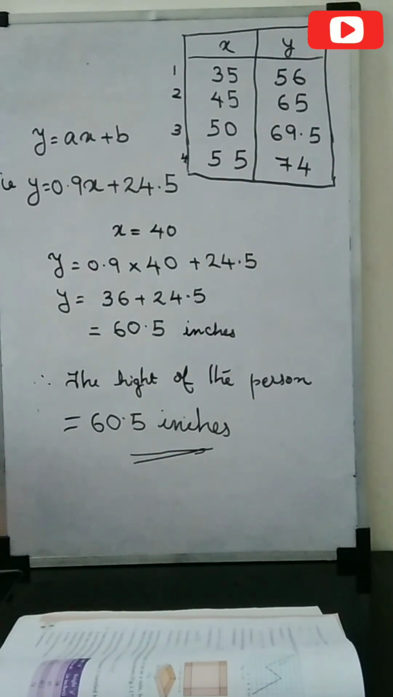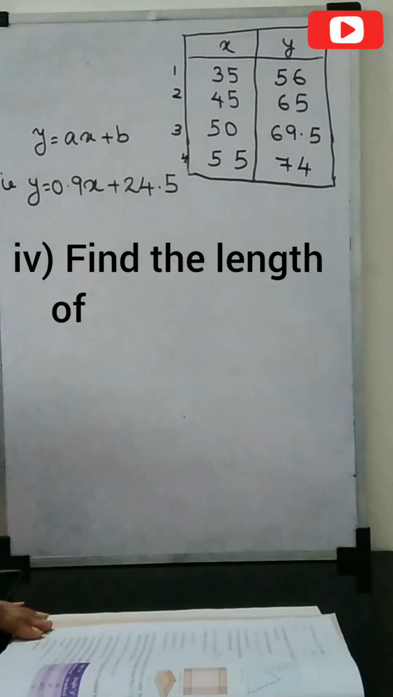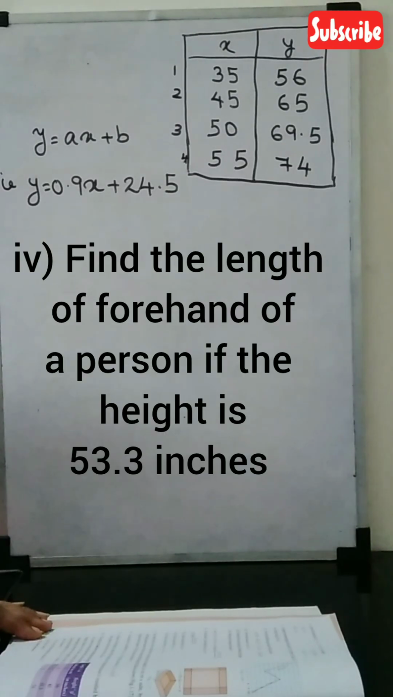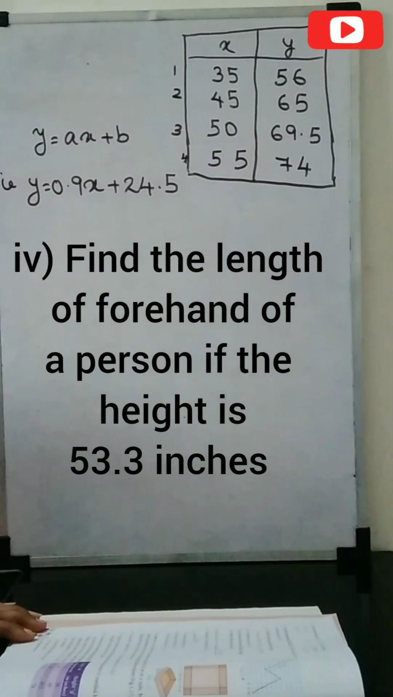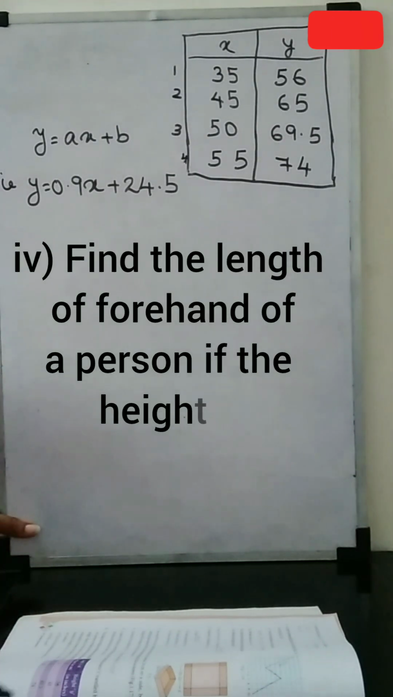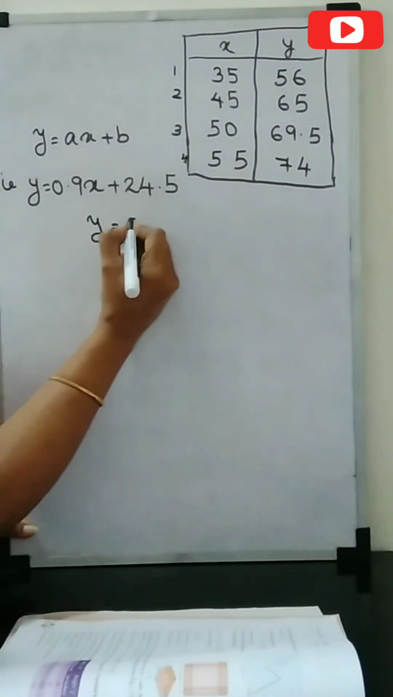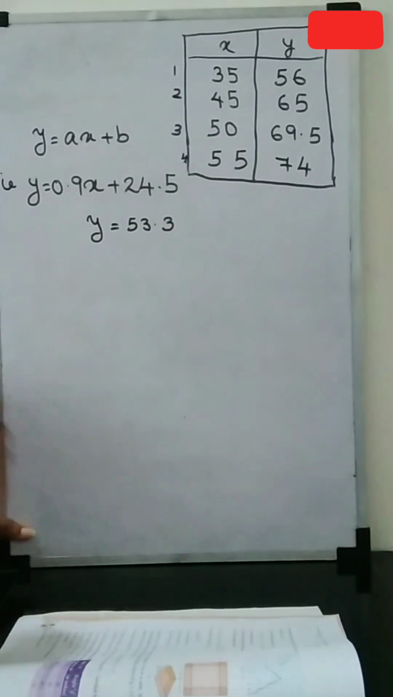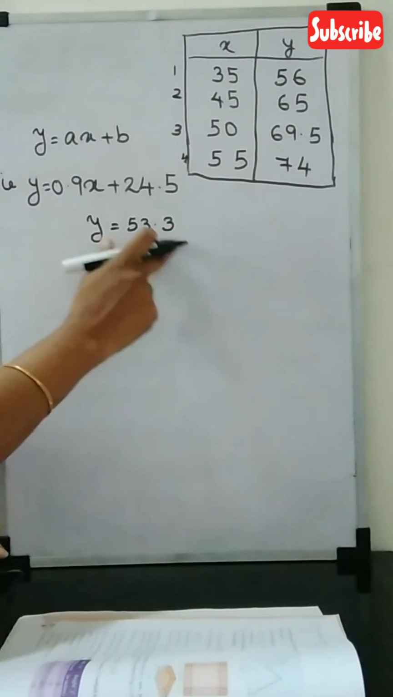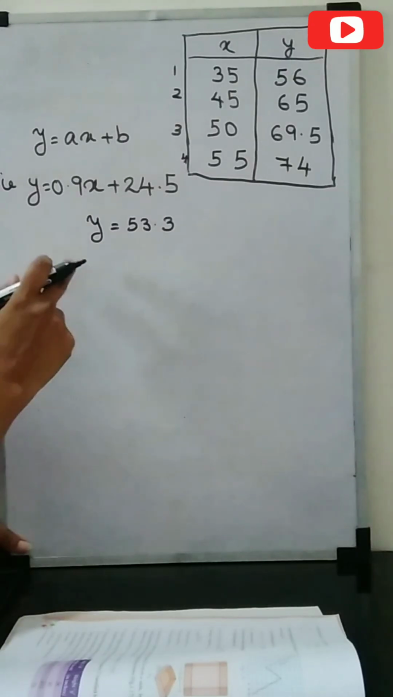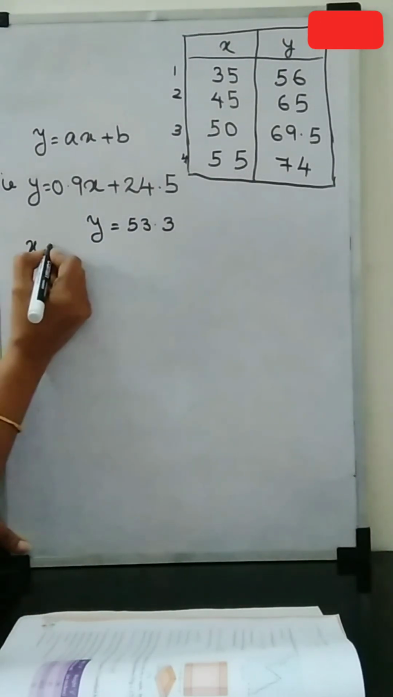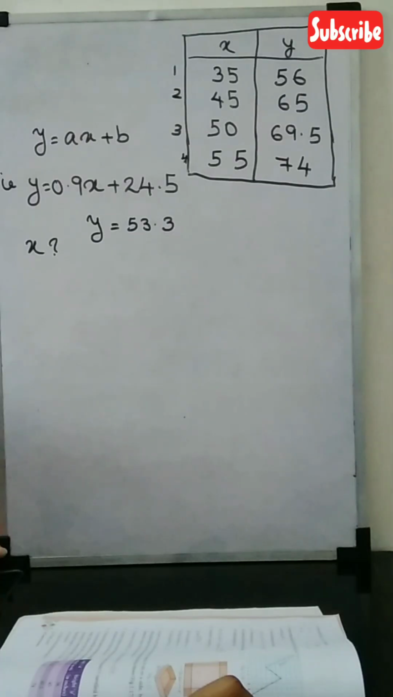Okay. Now let's see the next question. What have they given in the next question? Find the length of forehand of a person if the height is 53.3 inches. They have asked for the length of the forehand, and they have given the height. Okay, that means they have given y. Height is y. They have given y is equal to 53.3. Now what do we need to find? We need to find x. X is the length of forehand.